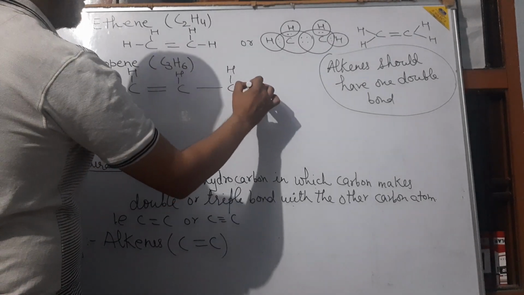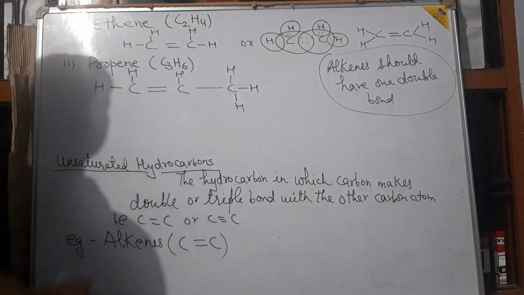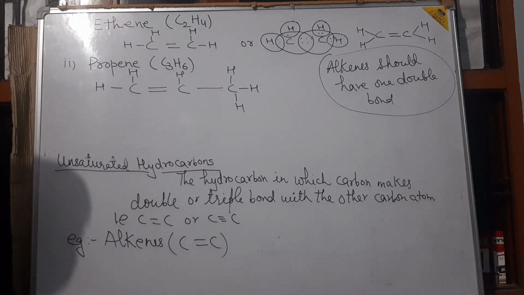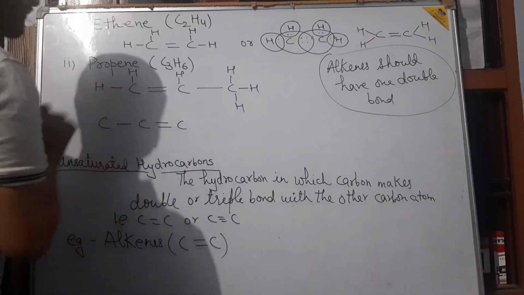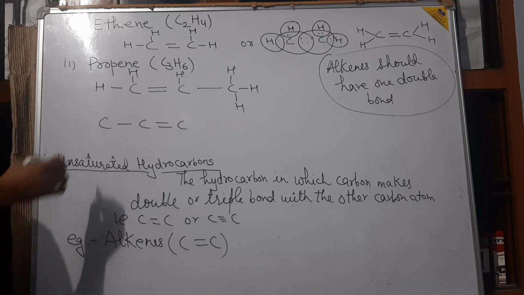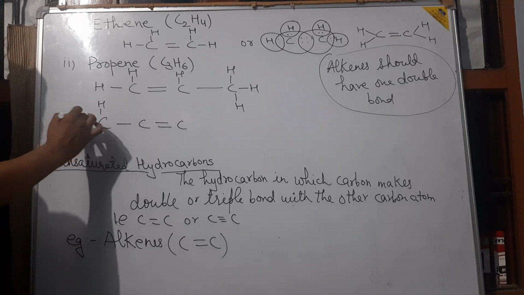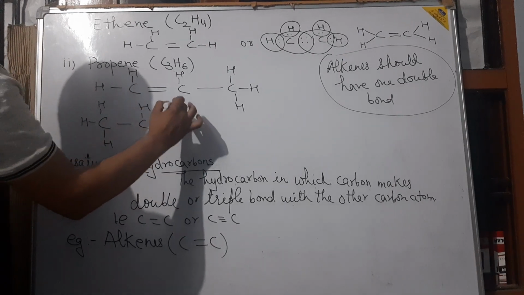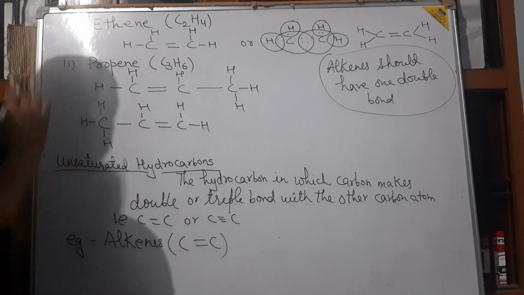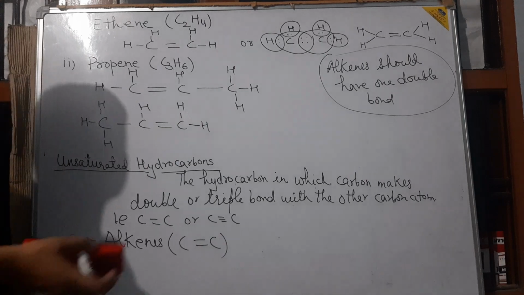to satisfy the tetravalency we have to put 3 hydrogens around the carbon atom. We can also represent this molecular formula by putting the double bond on the other side, but in both cases the naming should be the same. So these are the 2 structures of propene.